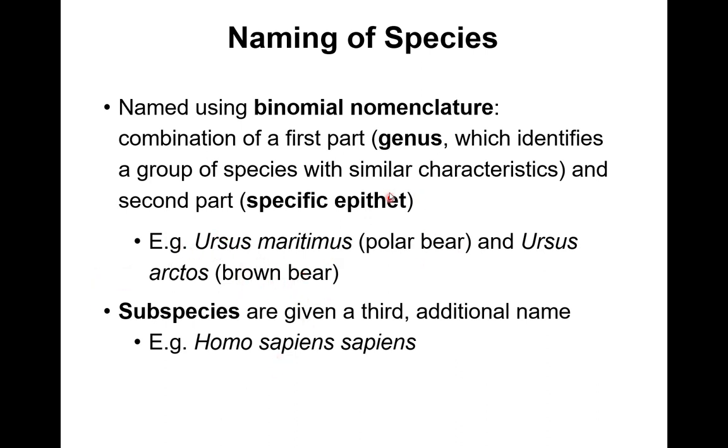Now sometimes you may even see a third name there, and that's what is used when you want to specify a specific subspecies. For example, Homo sapiens sapiens is a subspecies of Homo sapiens.